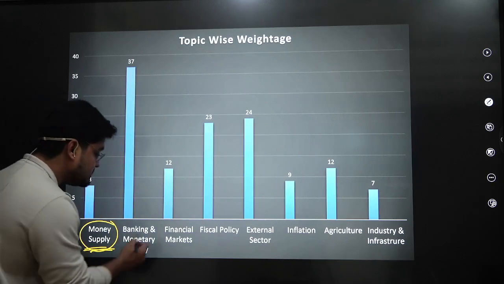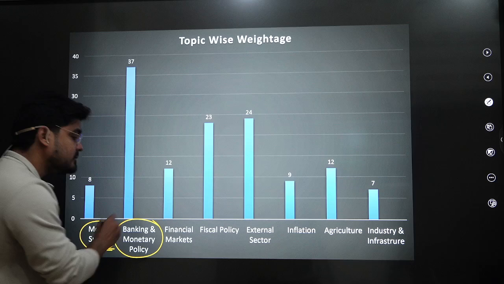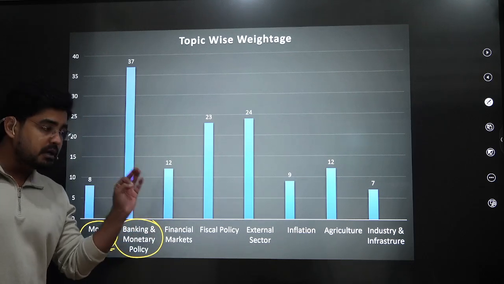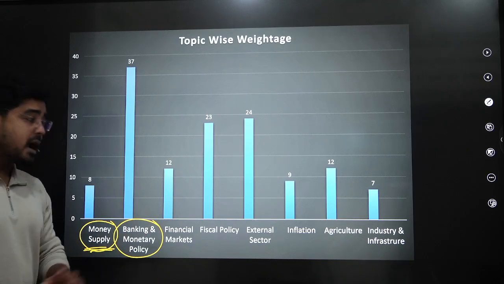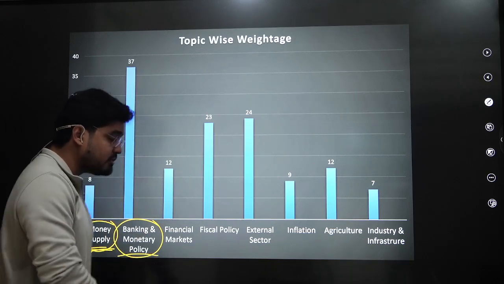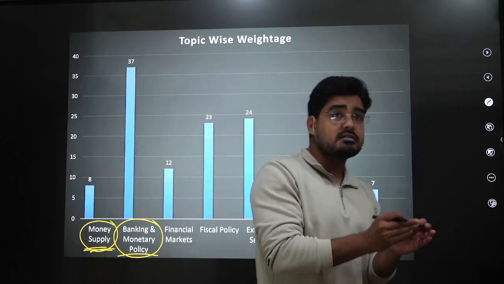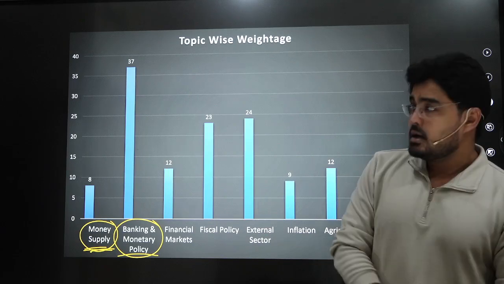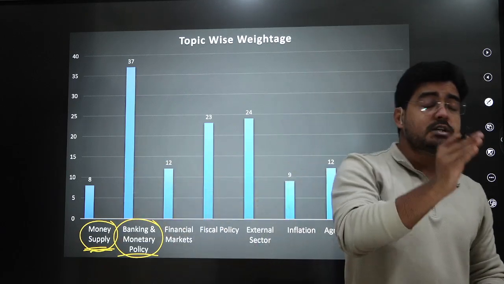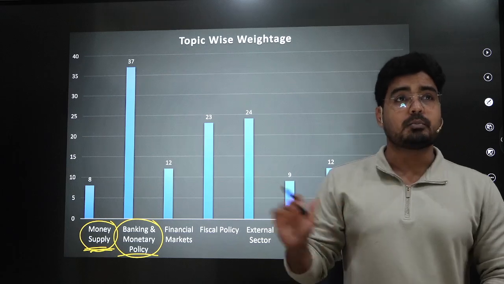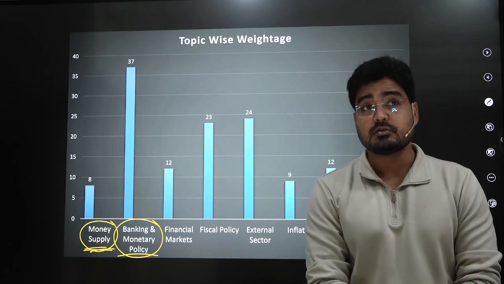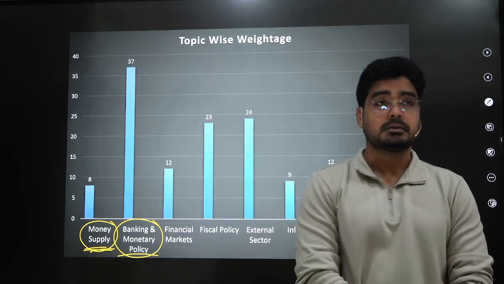And the other topic, banking and monetary policy, probably the most important topic from the prelims point of view. Banking and monetary policy, this is the chapter from which a major chunk of the questions are asked in prelims. Every year at least 2 to 3 questions are compulsorily asked from this topic, banking and monetary policy. That is the importance of this topic.